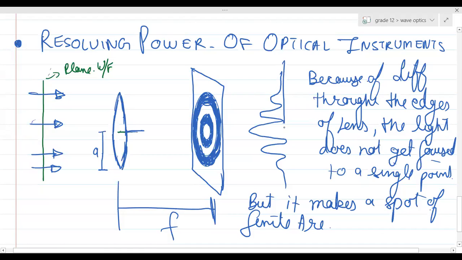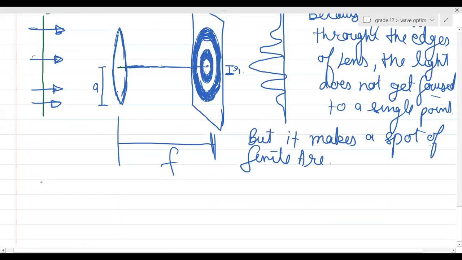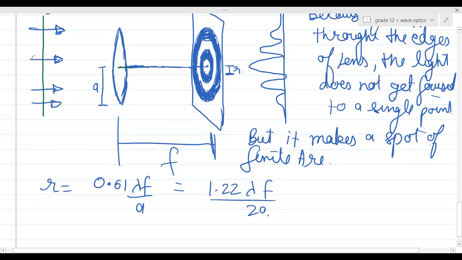So this is how the pattern gets formed when you have a convex lens and diffraction takes place through the edges. The rays of light do not concentrate at a single point. They concentrate over this particular area. The radius of this spot, R, is given by 0.61 lambda f by a, or basically 1.22 lambda f by 2a. 2a is basically the diameter, right?